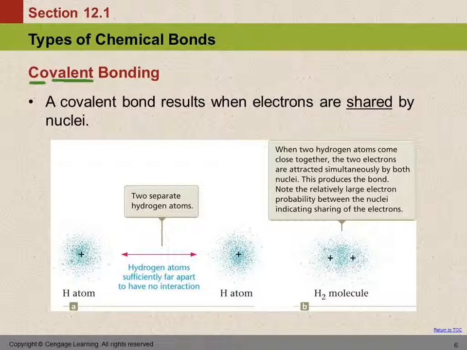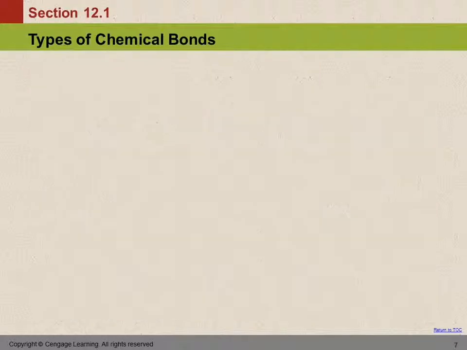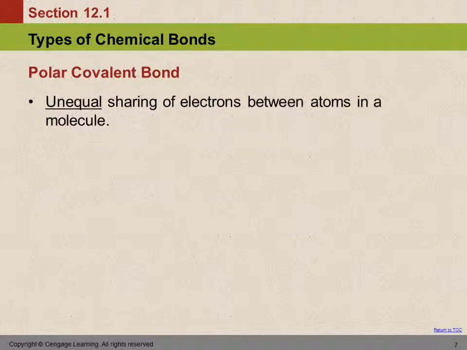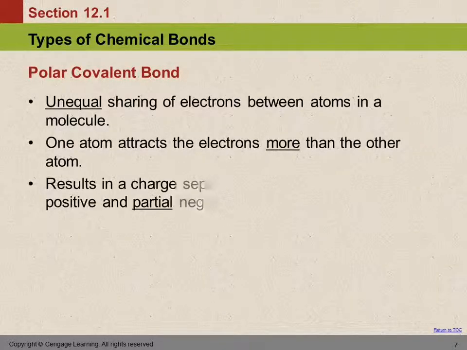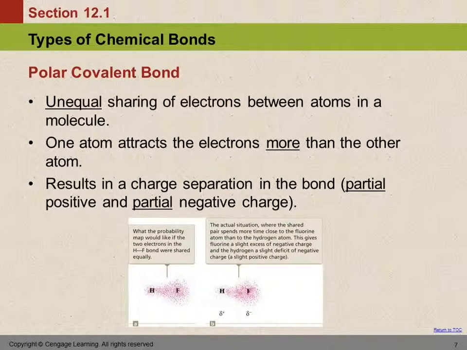So what's important for you to understand is that an ionic bond involves transfer of electrons from one atom to another, and a covalent bond involves electrons being shared. Now, sometimes atoms share equally, and sometimes they share not so equally, kind of like children.